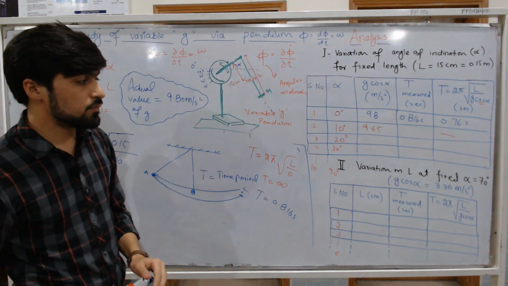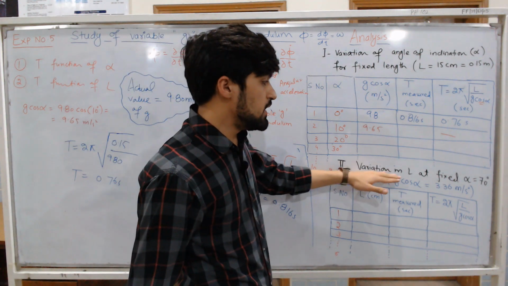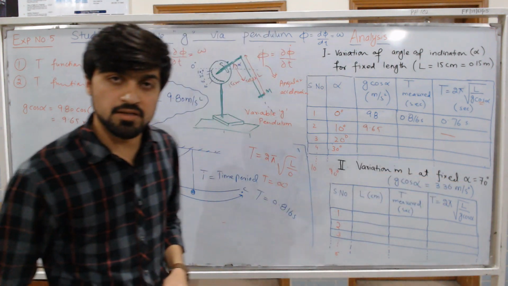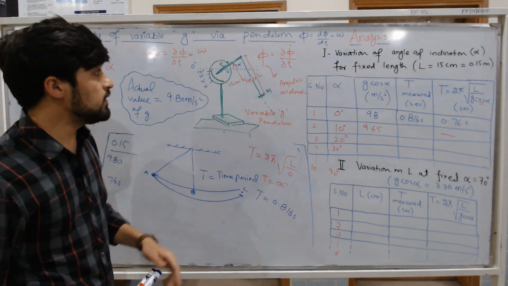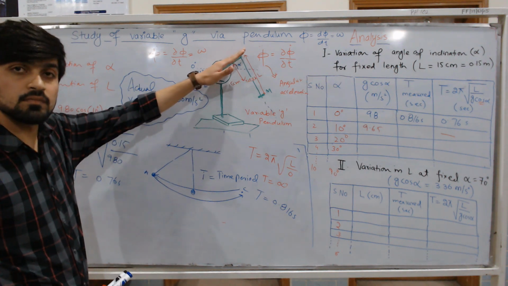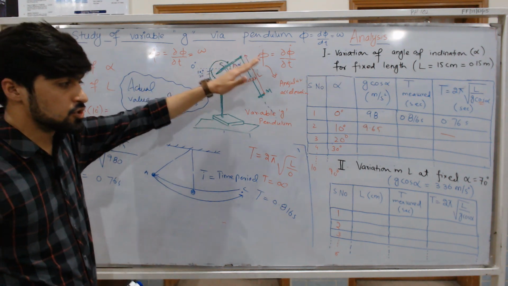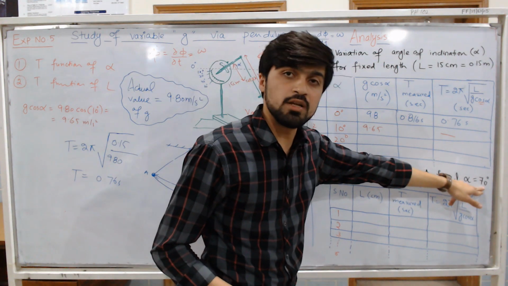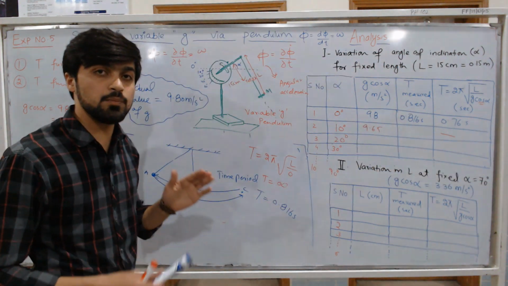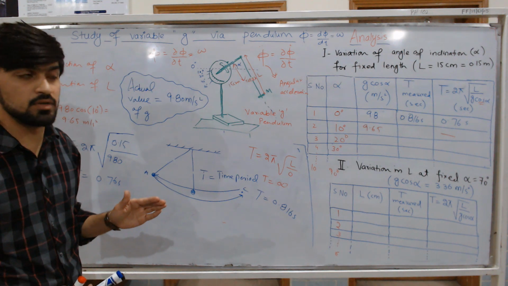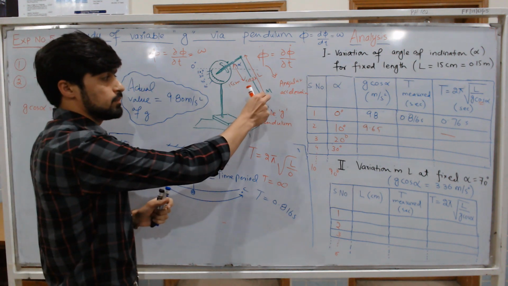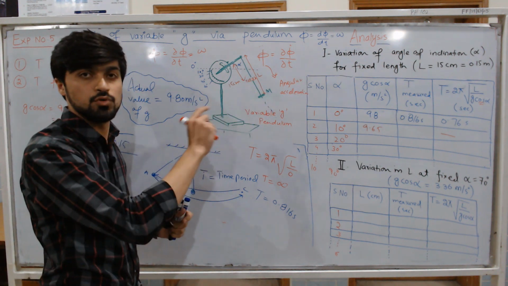Now in the second part, what we will have to do is the variation in length at fixed alpha of 70 degrees. We will keep this angle of inclination fixed, so the fixed angle is 70 degrees. You will keep it at 70 degrees now. Then you will keep on changing the length of the pendulum, and you can do it simply by moving the mass above and below. You can change the length.